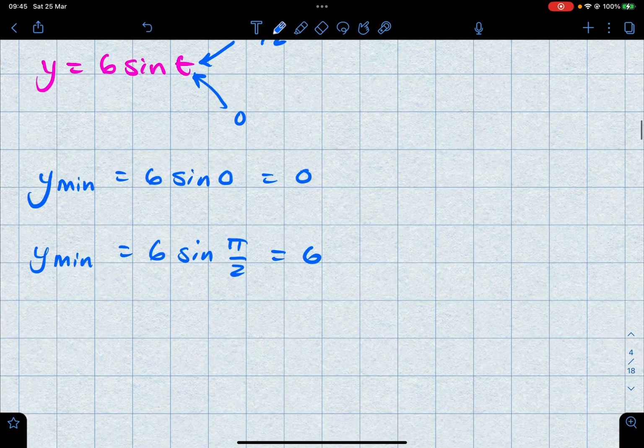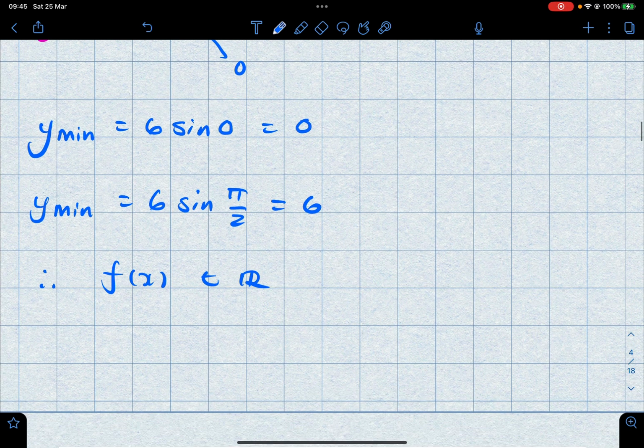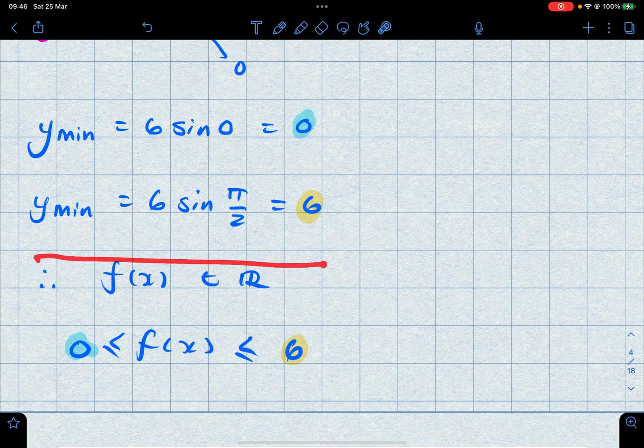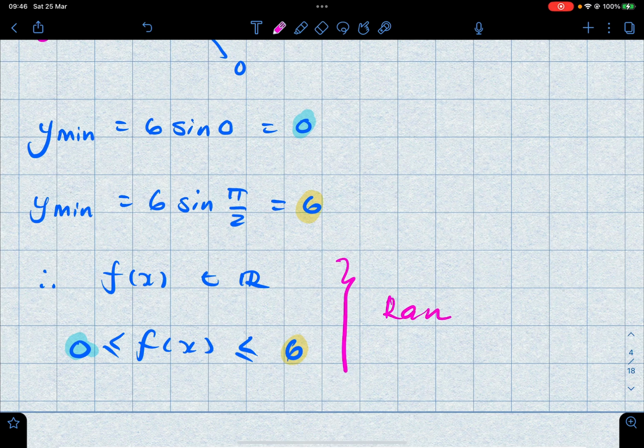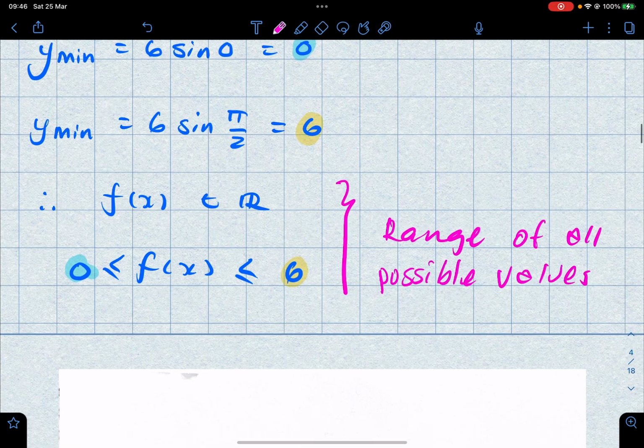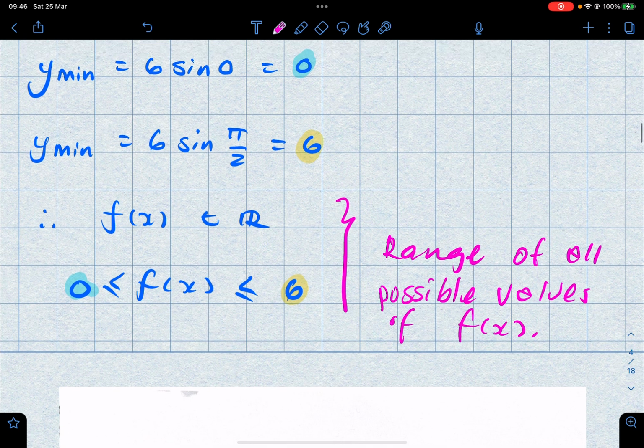And then you can say, therefore, f of x is an element of R, f of x is between 0 and 6. So this is our minimum value, and this is our maximum value, and this is called the range of all possible values of f of x. Okay?